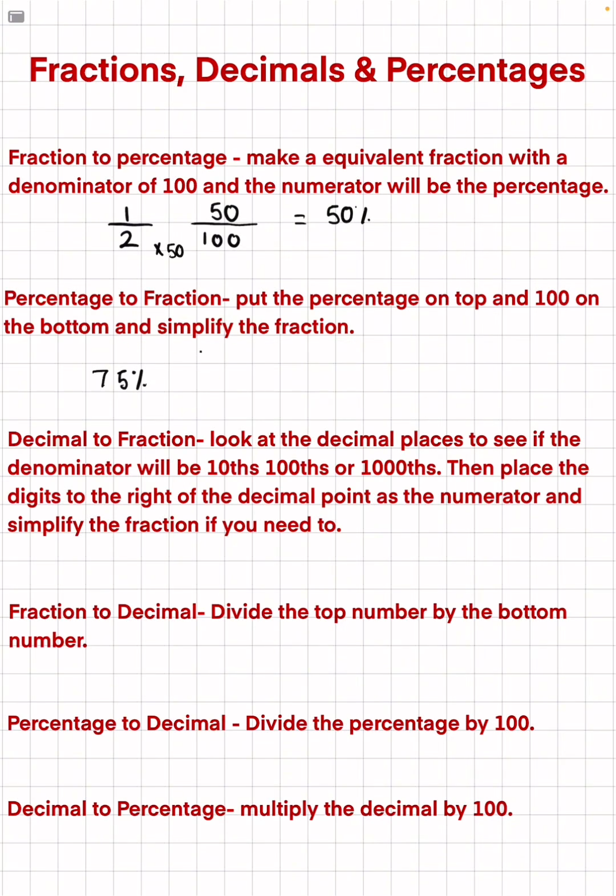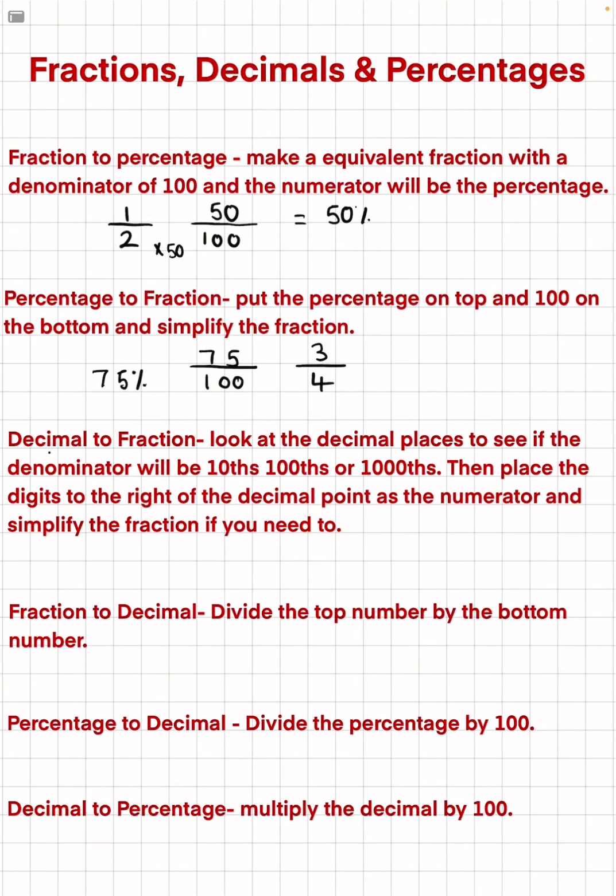Put the percentage on top and 100 at the bottom. We can reduce this fraction to its simplest form by dividing both the numerator and the denominator by the biggest common divisor. So in this example, both of these numbers can be divided by 25. 75 divided by 25 is 3, and 100 divided by 25 is 4. So 75% as a fraction is 3/4.